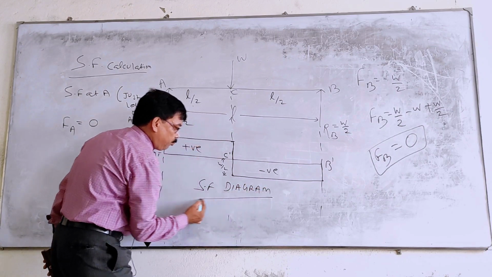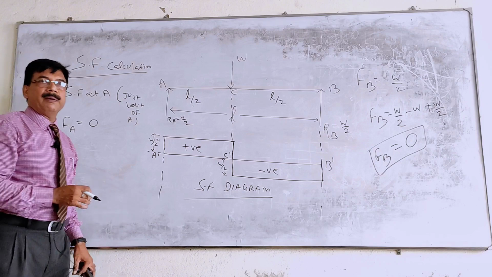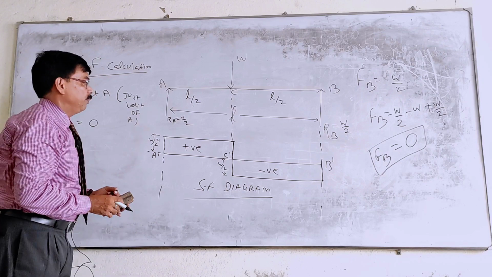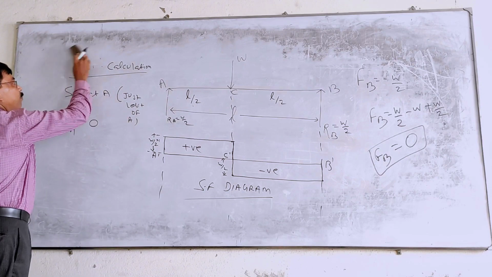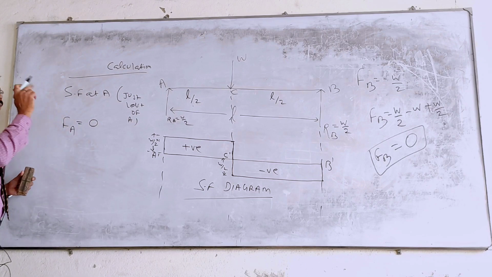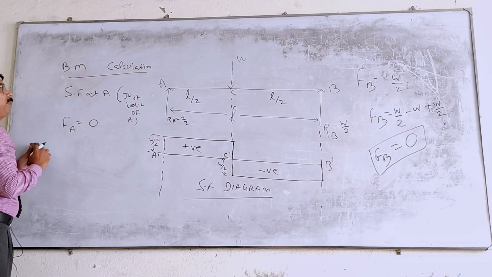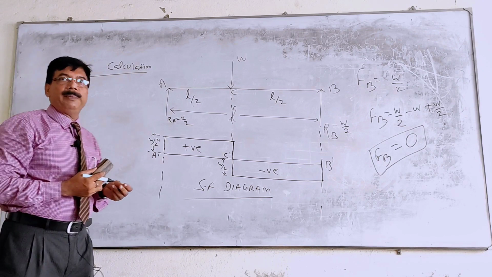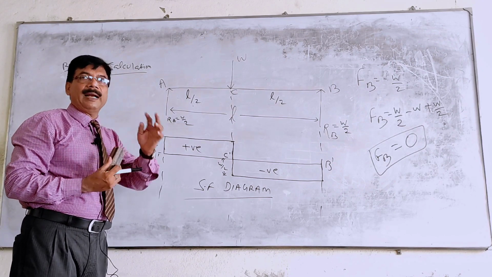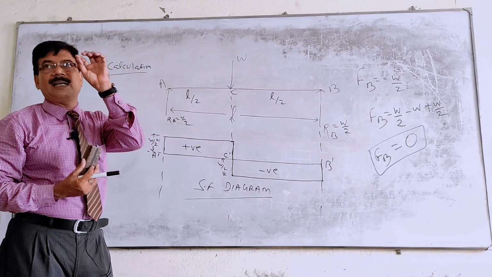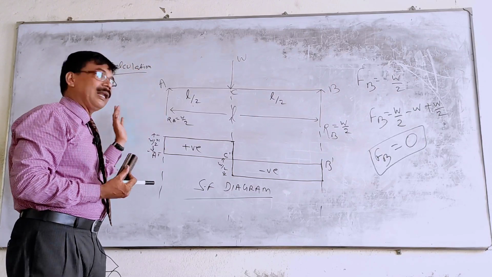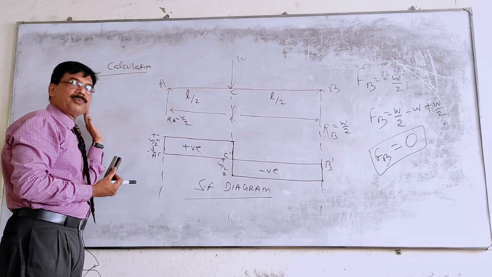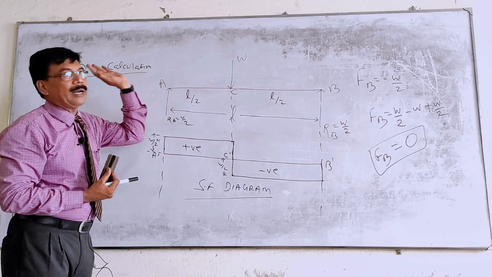So next we will move to calculate the bending moment diagram. For the bending moment diagram, again we have to first do the bending moment calculation. When we calculate bending moment, there is no right and left. Bending moment will be exactly at a point. So when we calculate, we will proceed just like shear force, from left to right.